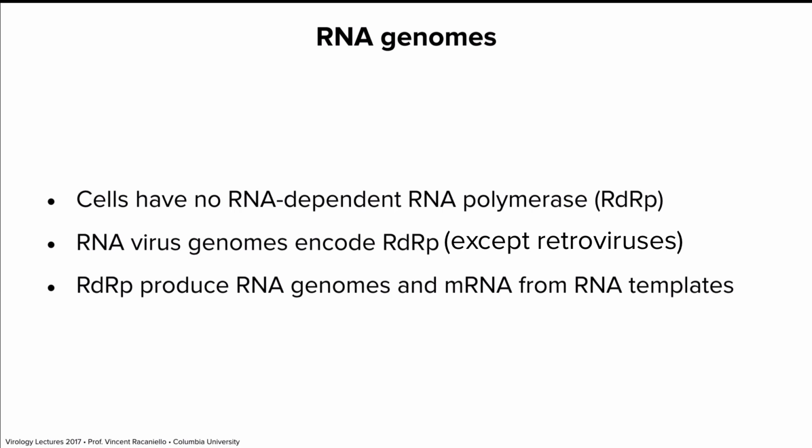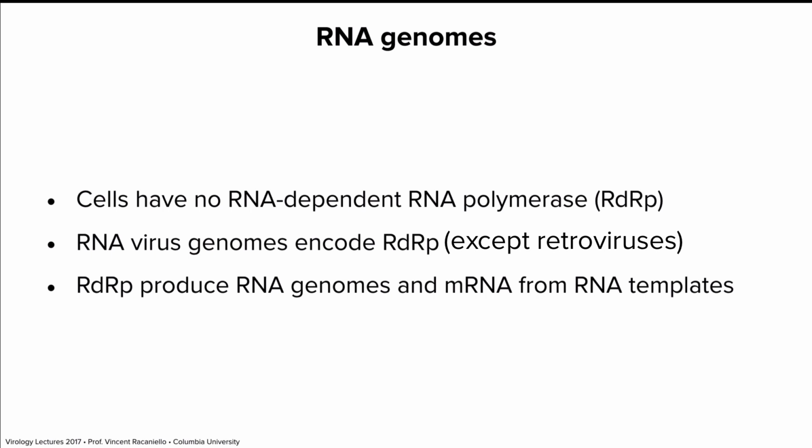What does that mean? Every RNA virus on the planet has to encode an RNA polymerase. It's not like the DNA viruses, where some can encode a DNA polymerase and some can use that of the host cell. The host cell does not have an RNA polymerase. So every RNA virus genome has to encode one. Of course, the viroids don't encode anything. You may be asking, well, what replicates them? Well, we will find out later.